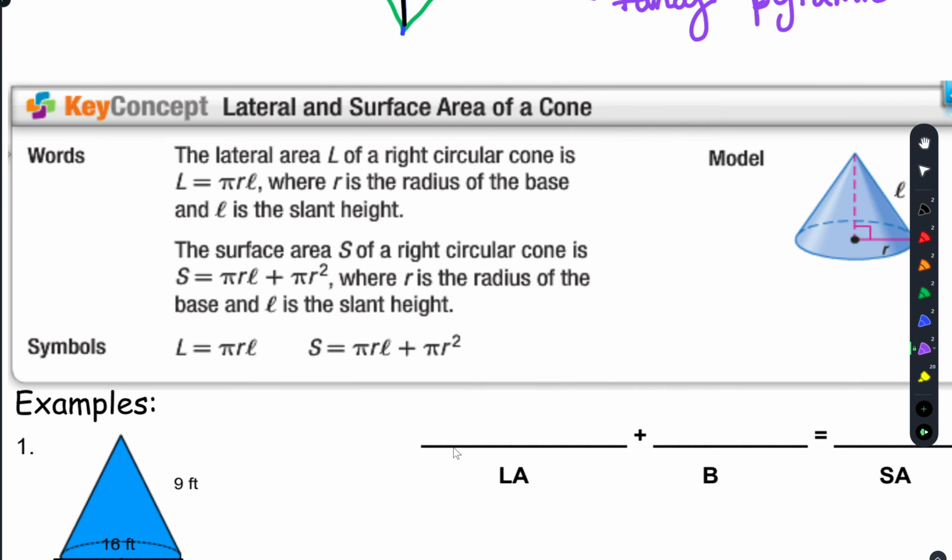Okay. Here's our formula again, right here. Remember that this formula is represented by two different parts. It's the lateral area of that curvy triangle, and then it's the area of the base, pi r squared. So oftentimes we'll be asked for just the lateral area. Just remember that that's just the pi r L part.